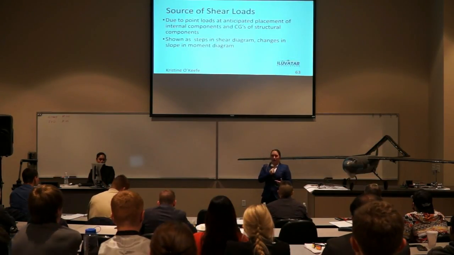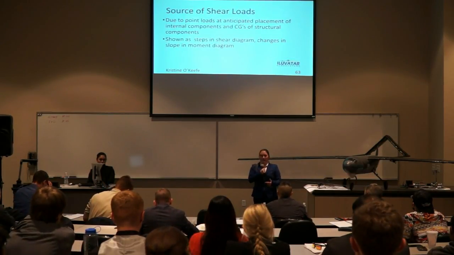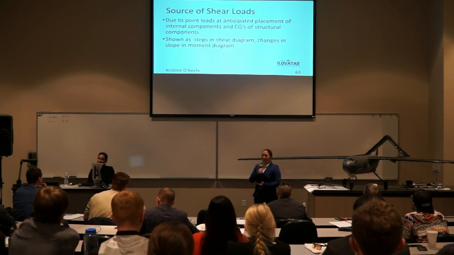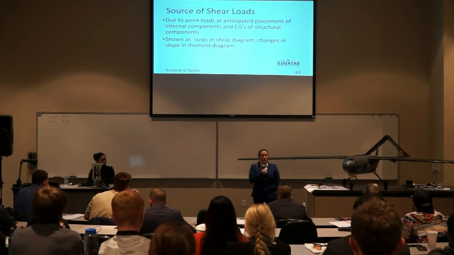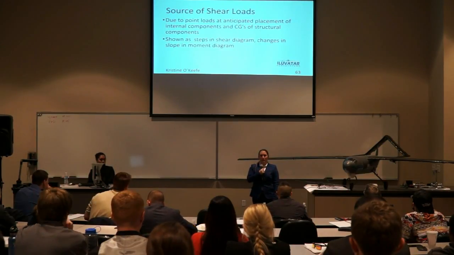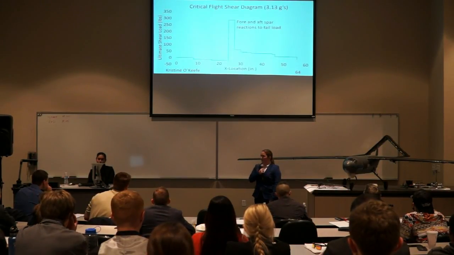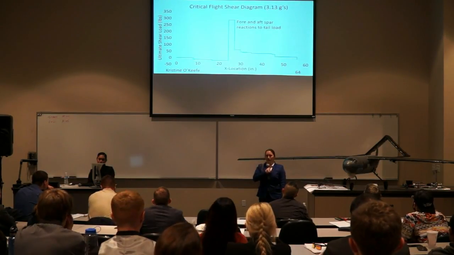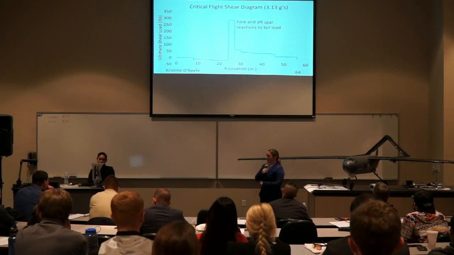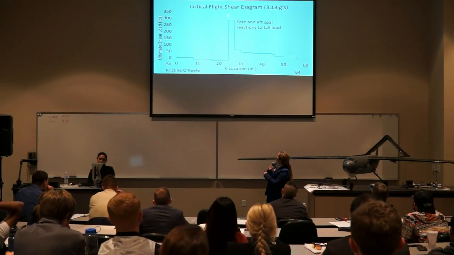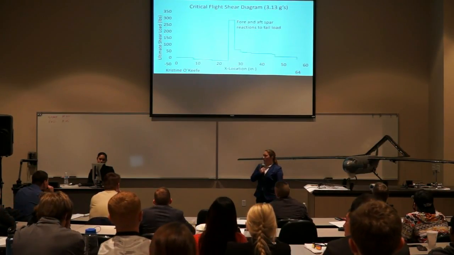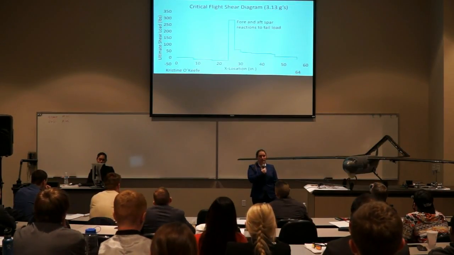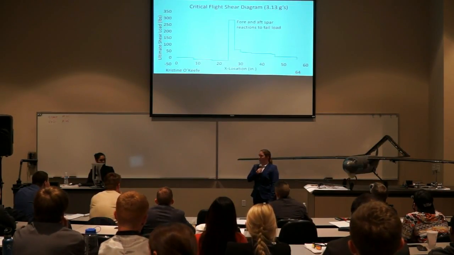So for the diagrams that I'm about to show you, the steps on the shear diagram are based on the internal components or the anticipated positions, and the slope is also due to these internal components along with the tail moment. So here's the shear diagram for the fuselage. This is the ultimate shear load. As you can see here, this is based on the tail loading and the steps are shown. The 3.13 Gs is based on the 2.5 Gs multiplied by a factor of safety.